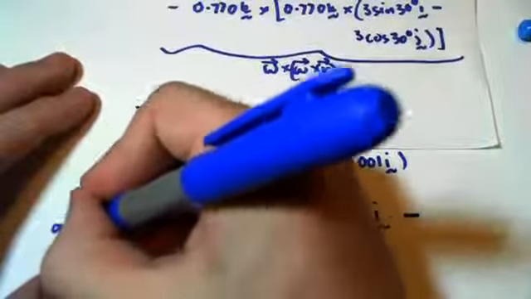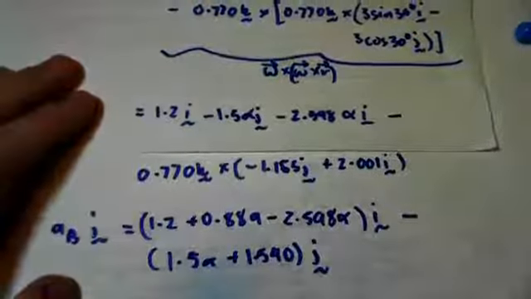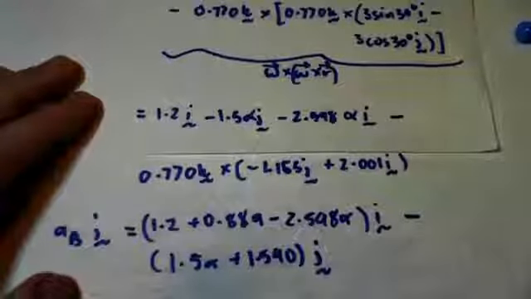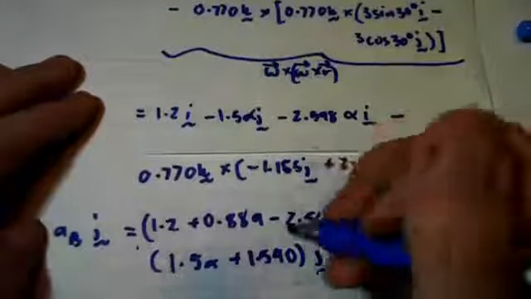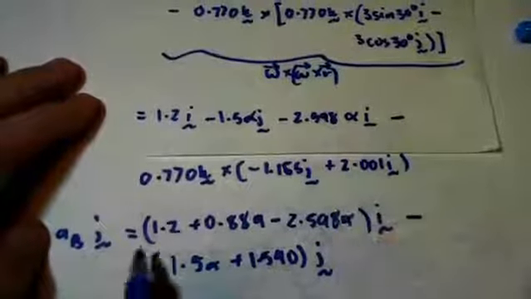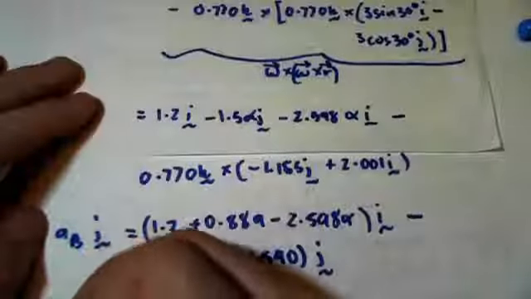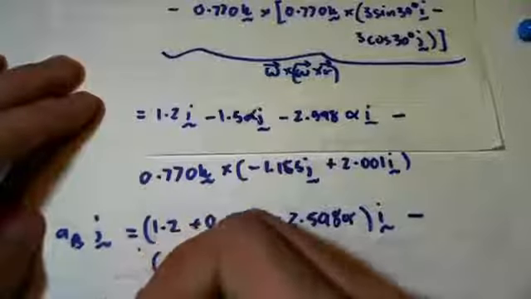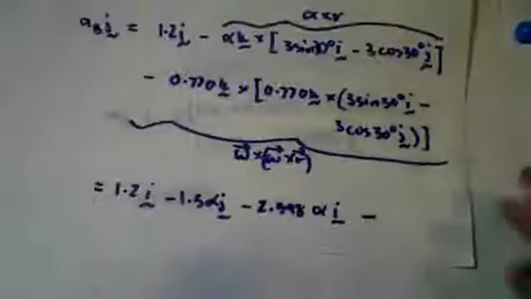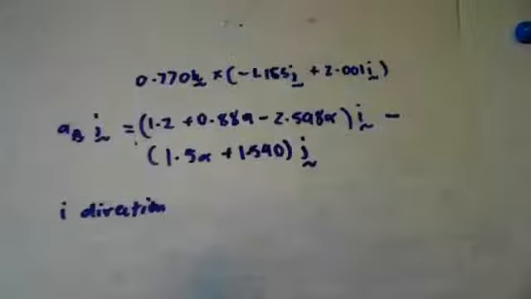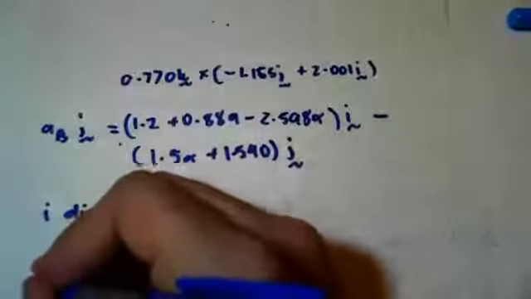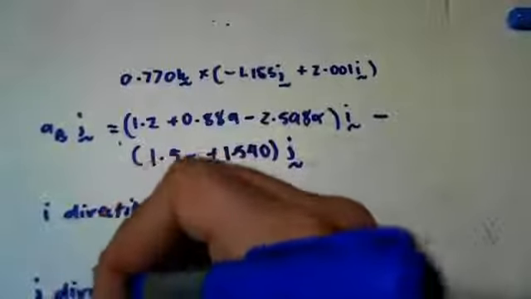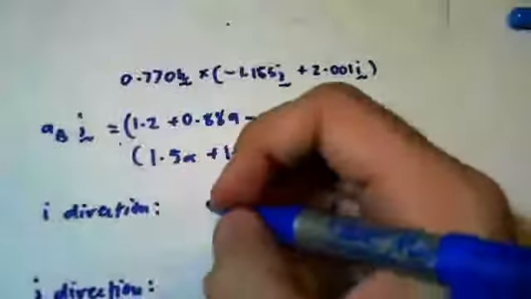Now, if you have a look at our acceleration of B, that's only in terms of j. So the acceleration in the i direction must be 0 on the left hand side. So the sum of these terms is going to be 0. So in the i direction, and in the j direction it's going to be a of B, obviously, if we're looking at magnitudes.